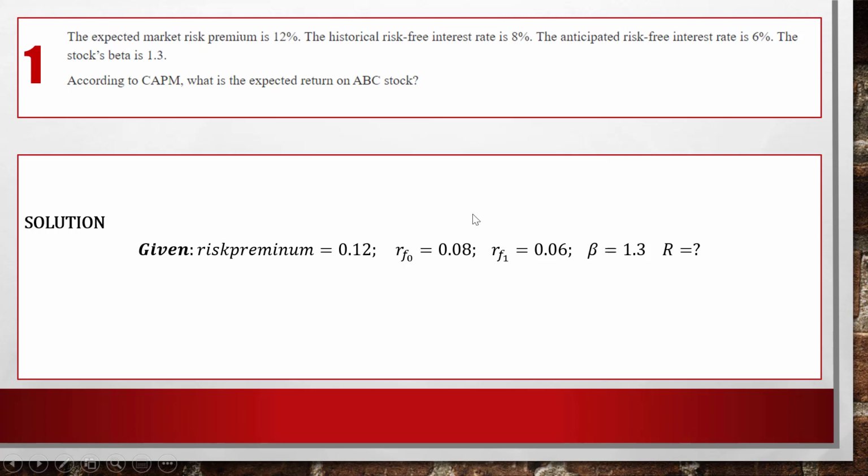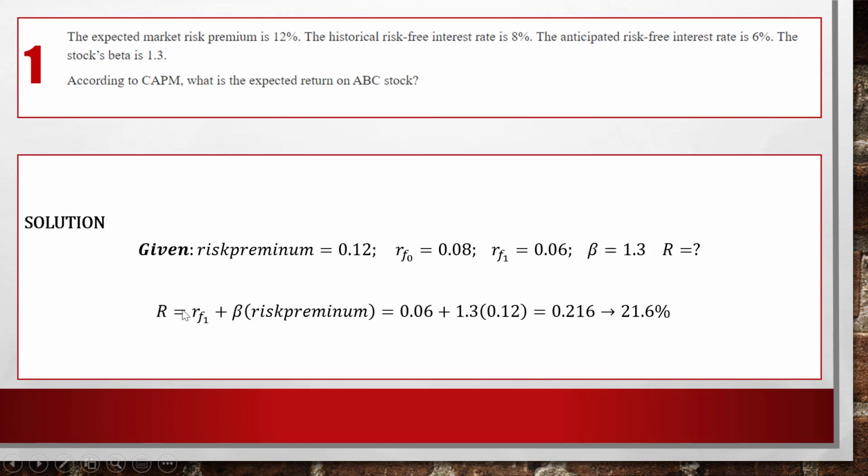Here you are given two risk-free rates. One is historical and one is the anticipated. Of course, you have to choose the anticipated because we are working on this project. So the historical risk-free rate does not contribute anything into this project.